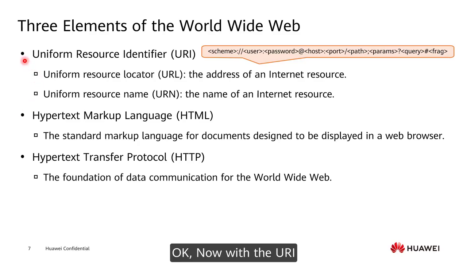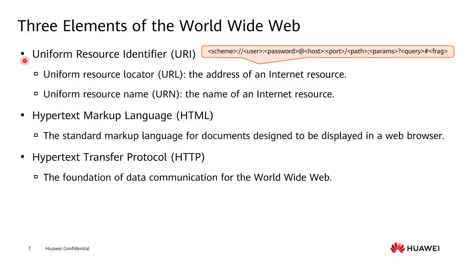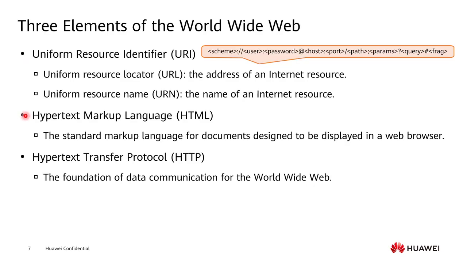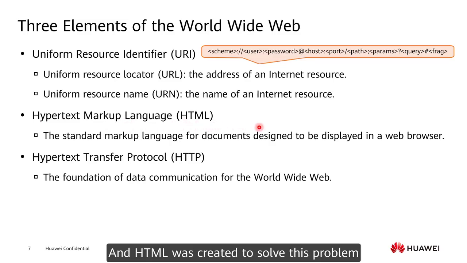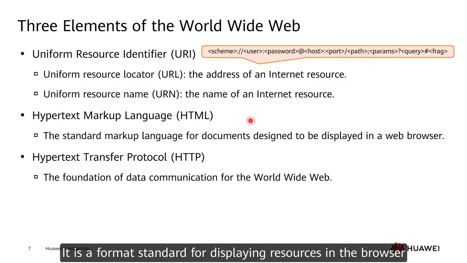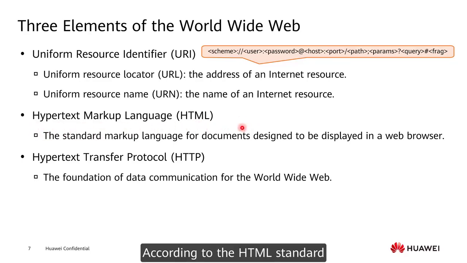Okay, now with the URI, the user can access the corresponding resources, but how the resources are presented to the user becomes a new problem. And HTML was created to solve this problem. It is the format standard for displaying resources in the browser. According to the HTML standard, the resources accessed by the user can be displayed in the browser in a beautiful and neat manner. So, how do these resources get from the server to the user?